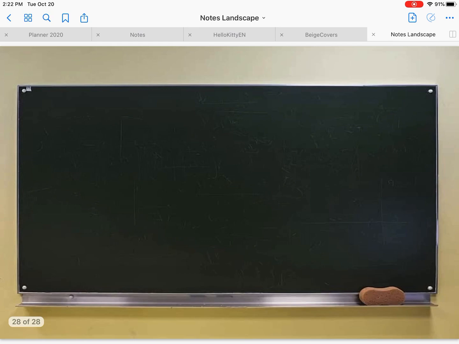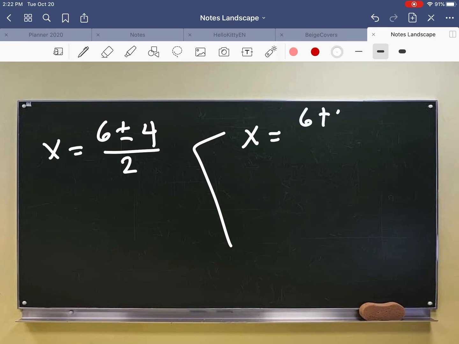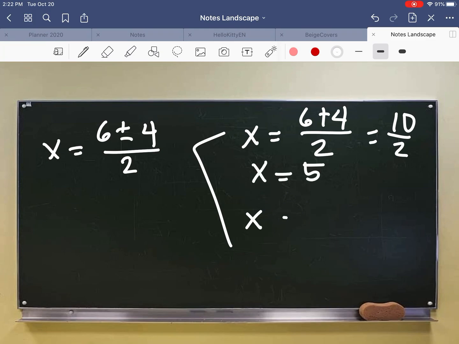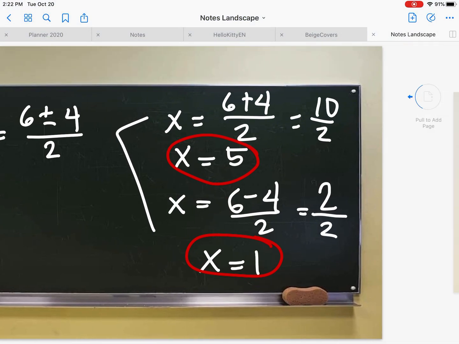Okay, so tandaan na, x equals 6 plus or minus 4 over 2. So, pagka in-split natin yan, we get x equals 6 plus 4 over 2, which is 10 over 2. So, we get x equals 5. And then we have x equals 6 minus 4 over 2. So, this is now 6 minus 4 is 2 over 2. So, x equals 1. Okay, so yan yung dalawang sagot. Alright? Okay, so let's move on to the next.